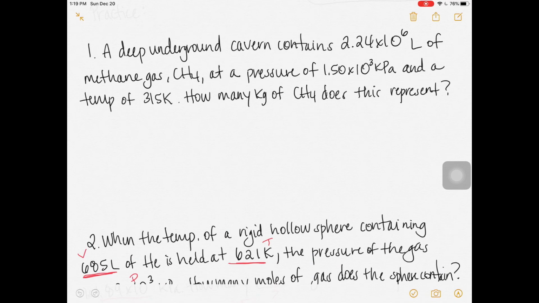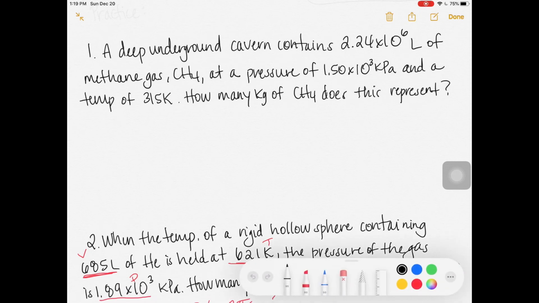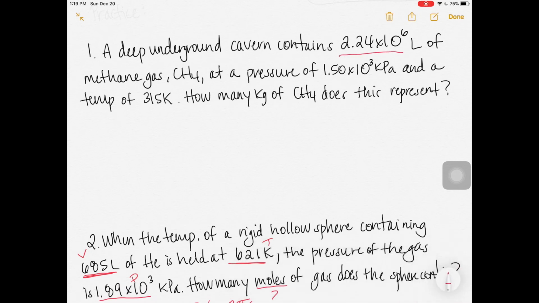Okay, so number 1. A deep underground cavern contains 2.24 times 10 to the 6th liters of methane gas, CH4, at a pressure of 1.5 times 10 to the third kPa, and a temperature of 315 Kelvin. How many kilograms of CH4 does this represent? So again, identifying our variables: I have a V, I have a P, I have a T.